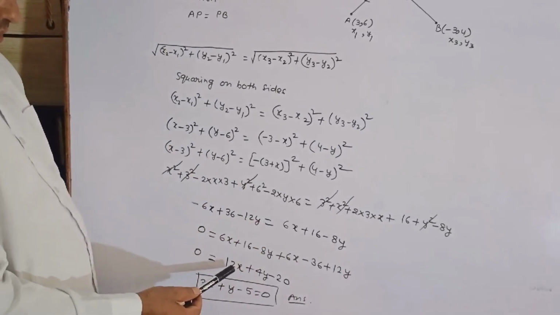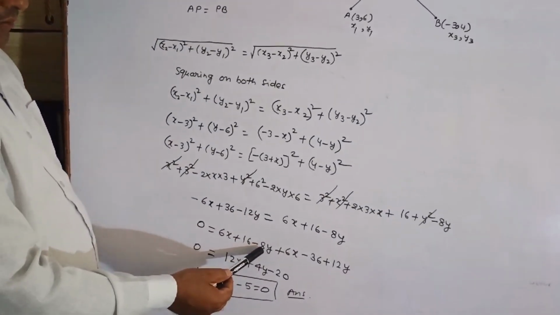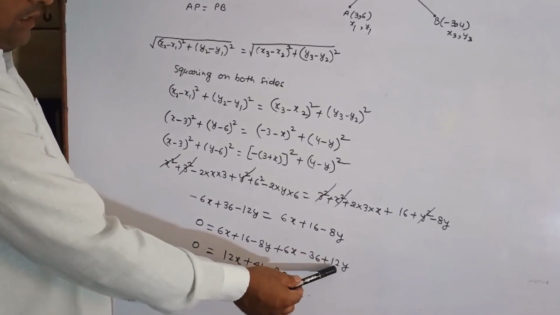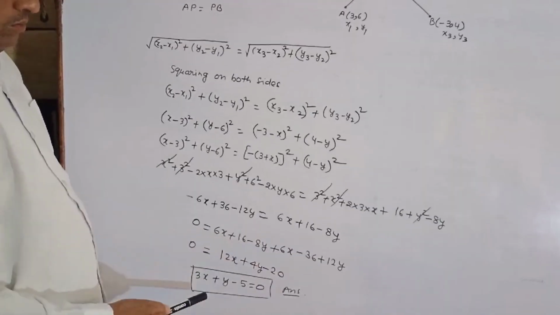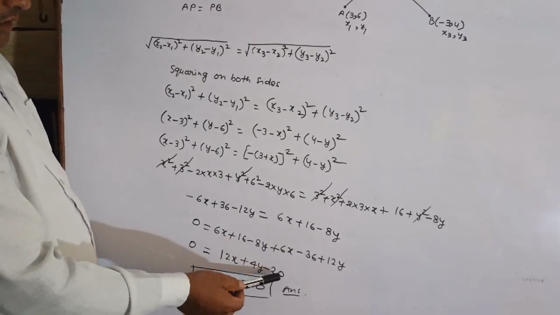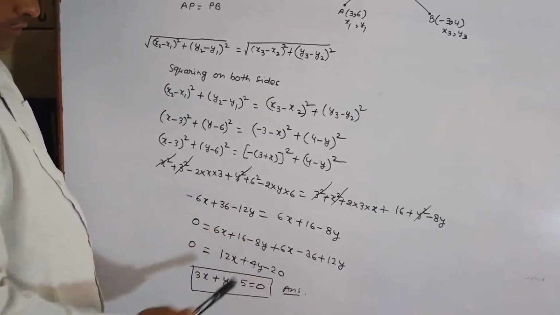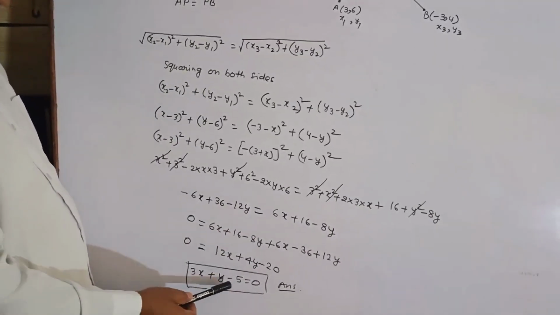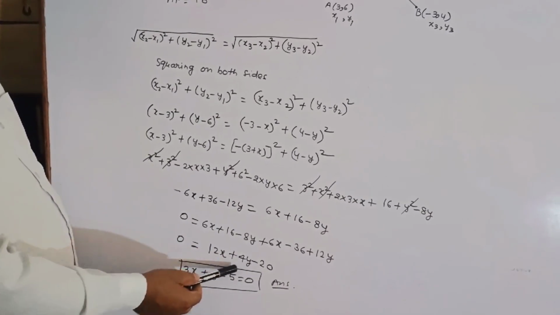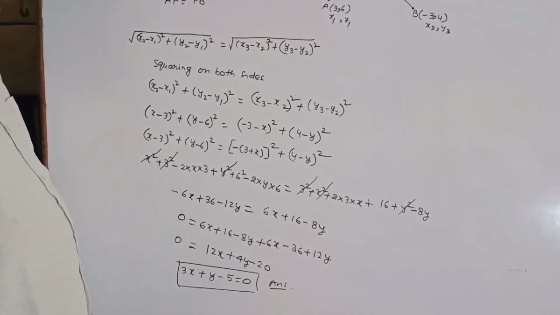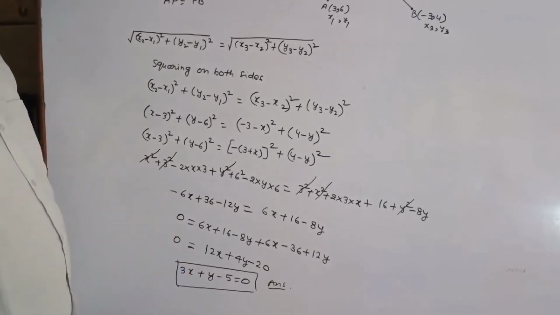6x and 6x make 12x, and minus 8y plus 12y. So this will be 4y, and minus 36 minus 16 gives minus 20. Dividing by 4 will give our answer: 3x plus y minus 5 equals 0. 4 threes are 12, 4 ones are 4, 4 fives are 20, equals 0. So students, this is the relation between x and y.